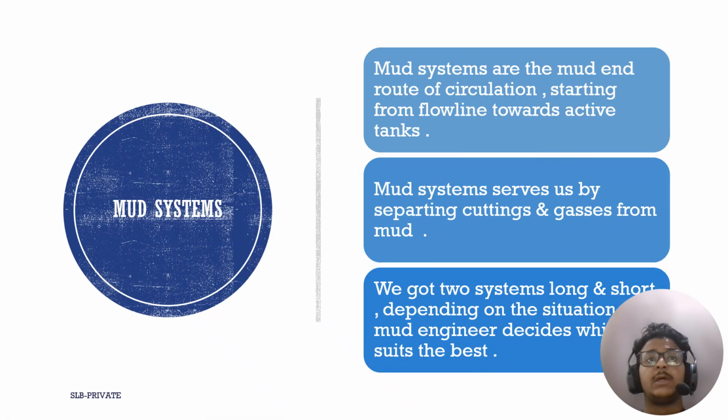Mud systems. Mud systems are the mud route, the end route of circulation, starting from the flow line towards the active tanks. The mud system serves us mud engineers by separating cuttings and gases from mud. We get two systems, long and short, depending on the situation. Us mud engineers decide what to use best.